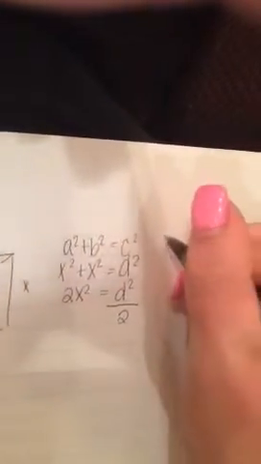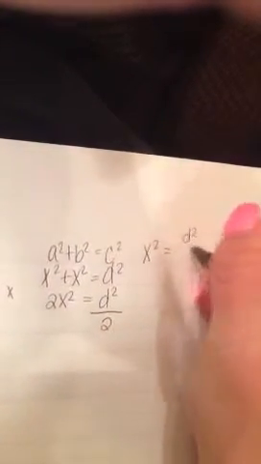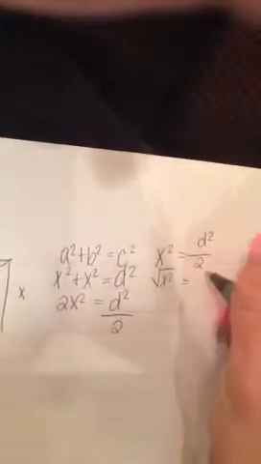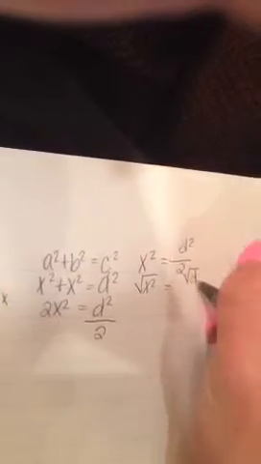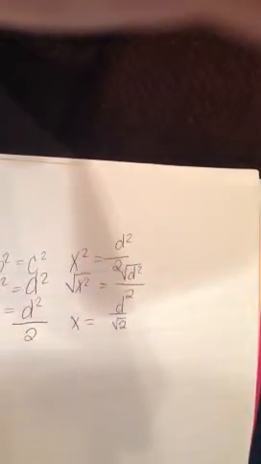So I would divide d squared by 2. So that would come out to x squared equals d squared over 2. Now I need to square root both sides. So the square root of x squared is equal to the square root of d squared over 2. So x equals d over the square root of 2, but I cannot have a square root on the bottom.